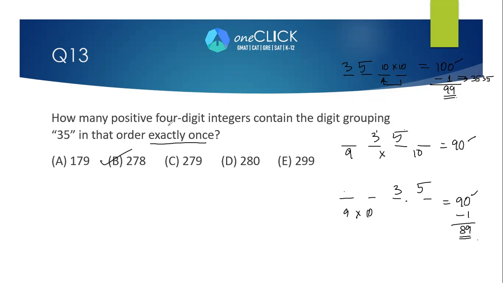Okay. 3535 would come in both of them. So you have to remove from both. Okay, next.